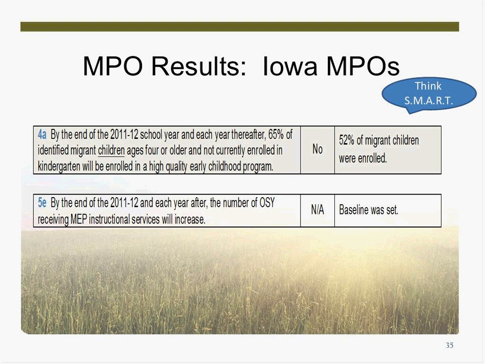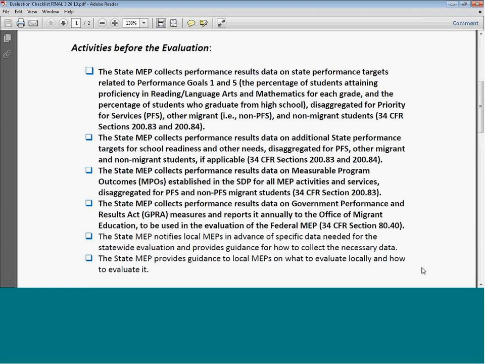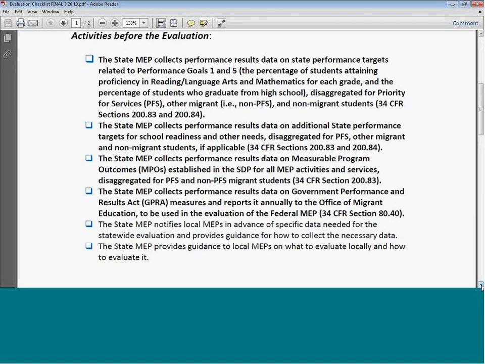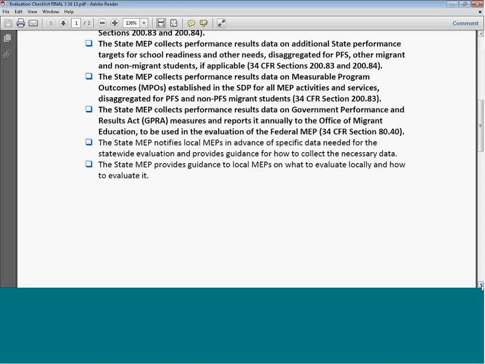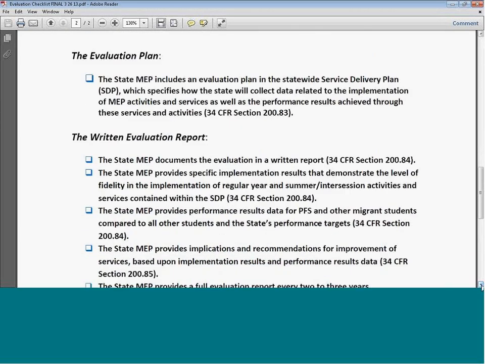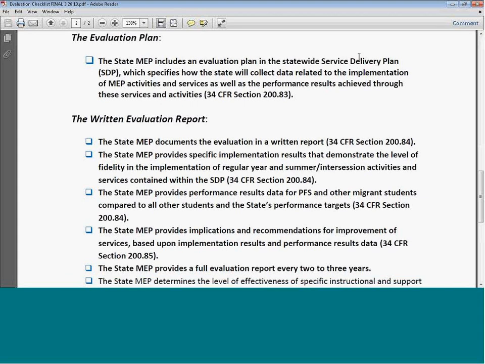Okay. Let's go ahead back, Harold, and we'll go to that checklist one more time. I think we have covered activities before the evaluation, and now we're going to go to the next piece, the evaluation plan. Really brief. This is the plan that sits within the service delivery plan. Every evaluation plan should be detailed enough so that we'll be able to understand how you're going to tackle the evaluation, what activities you're going to measure, and how you intend to measure them within the SDP.